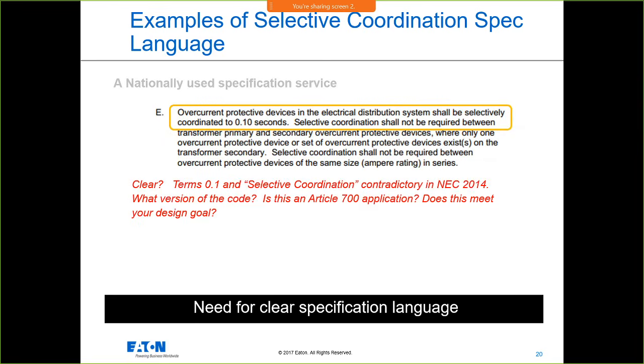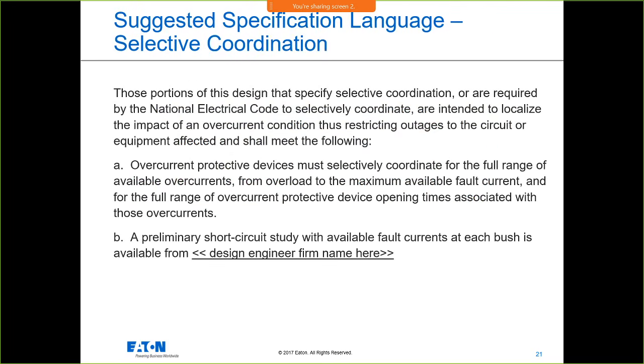Here's another example. Overcurrent protective devices in the electrical distribution system shall be selectively coordinated to 0.1 seconds. Selective coordination shall not be required. Selective coordination is all currents, all times per the code. When you use the term selective coordination and 0.1 seconds together, what am I going to do? I'm going to do 0.1, but if you in your mind are thinking selective, I'm not going to deliver what you need.